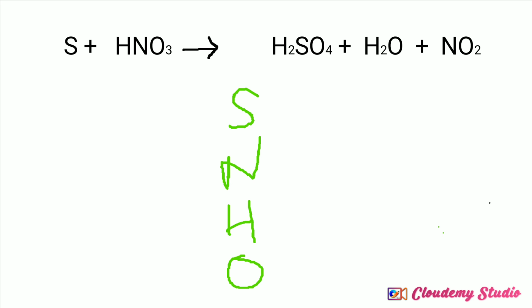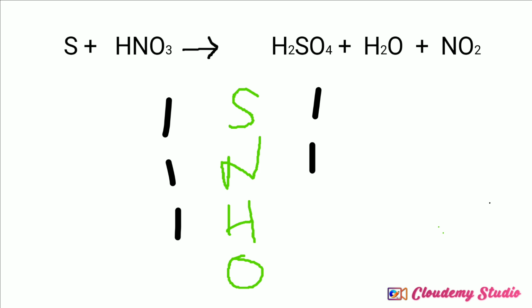Sulfur at the left hand side, how many atoms are there? At the left hand side, sulfur, we can list out now. Sulfur at the left hand side, only one time. Sulfur at the right hand side, also only one time. Nitrogen at the left hand side, only one time. Nitrogen at the product side, also only one time. Oxygen at the reactant side, hydrogen at the reactant side, only one time.